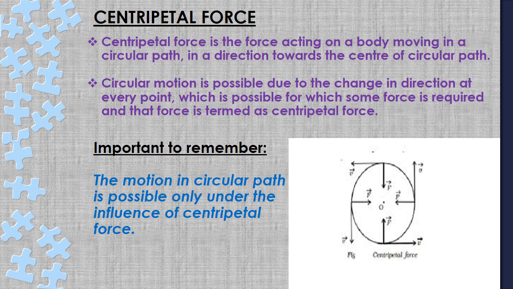As I say, circular motion is possible only due to the change in direction, and we know to change the direction some force is required to be applied. So that force is provided in the form of centripetal force, and it always acts towards the center of the path. And this is important to remember. The motion in a circular path is possible only under the influence of centripetal force. So we can say the force required for the circular motion is only the centripetal force.